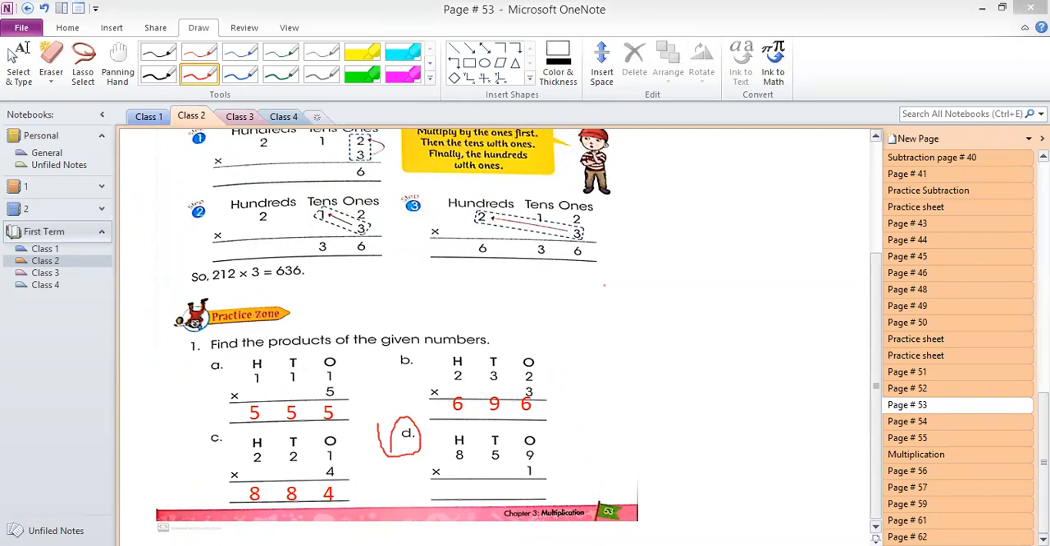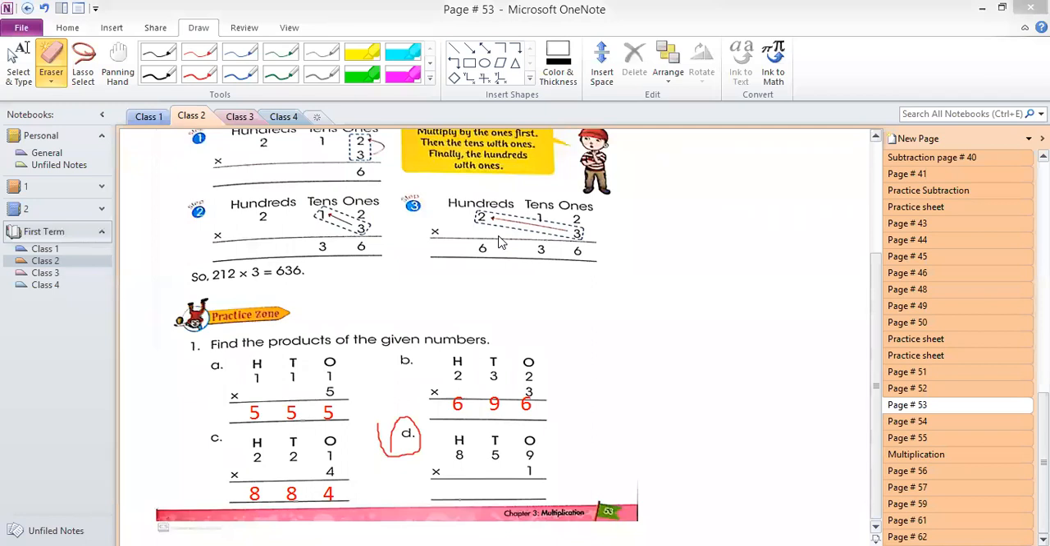Yes, sir. 859 multiplied by 1. 1 times 9 equals 9. Okay. 1 times 5 equals 5. And 1 times 8 equals 8. Okay, that's very good. 859. Yes. Okay, that's good. Let's take one more student, guys.